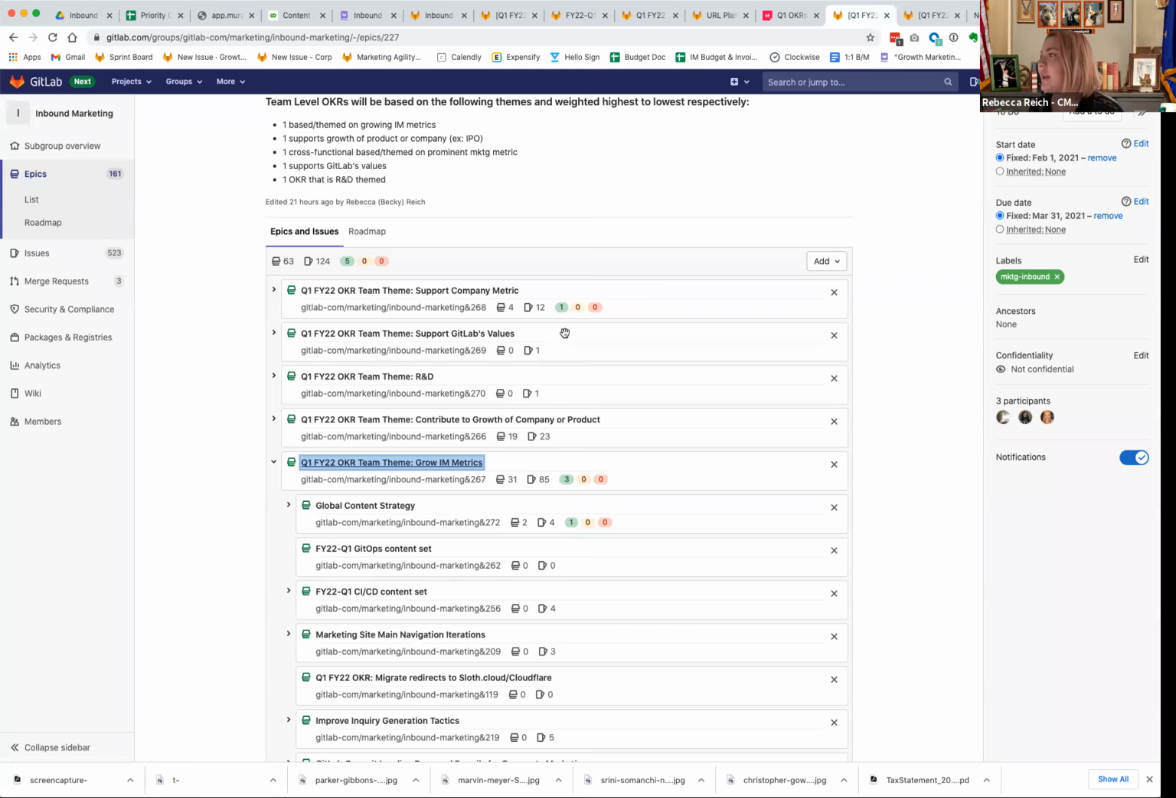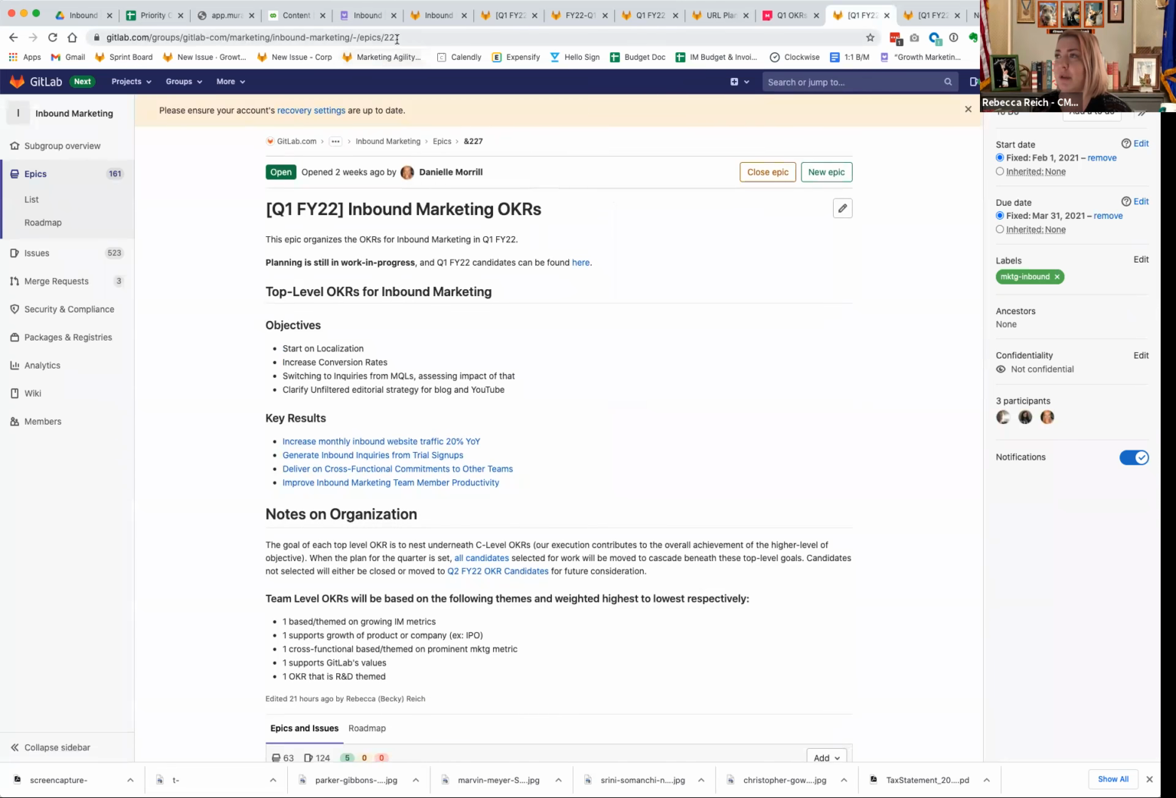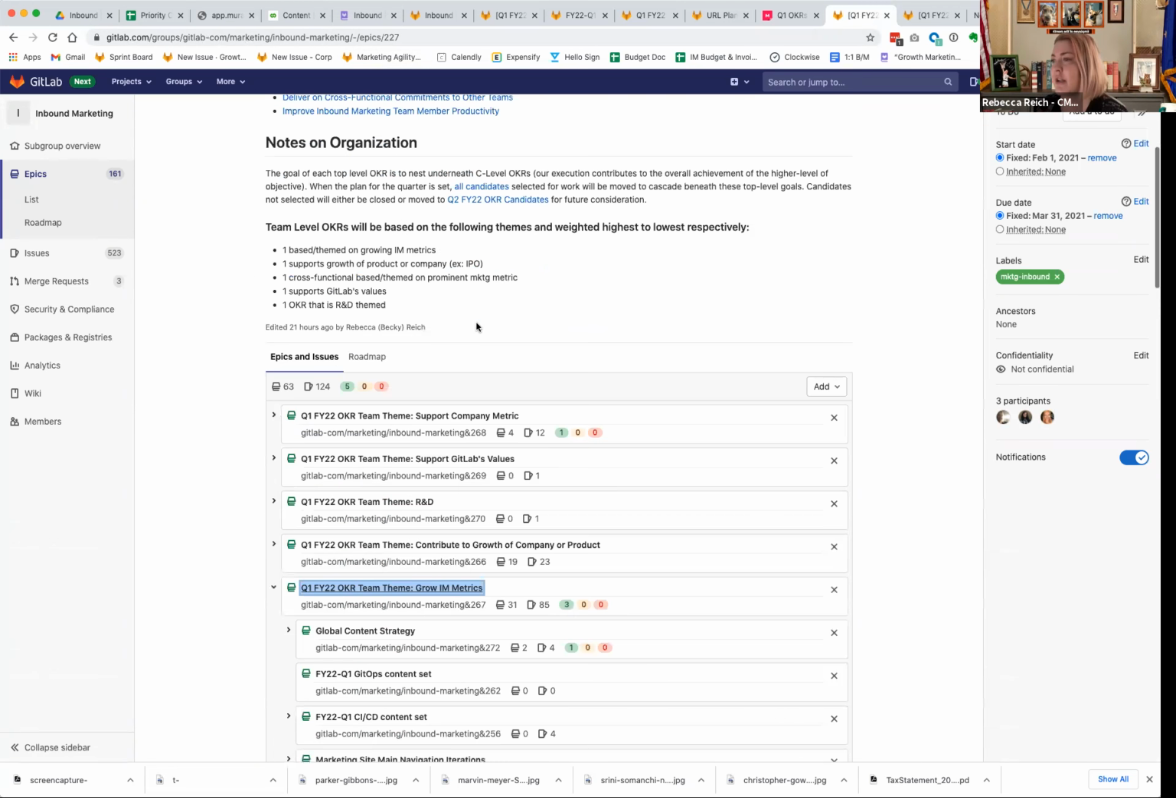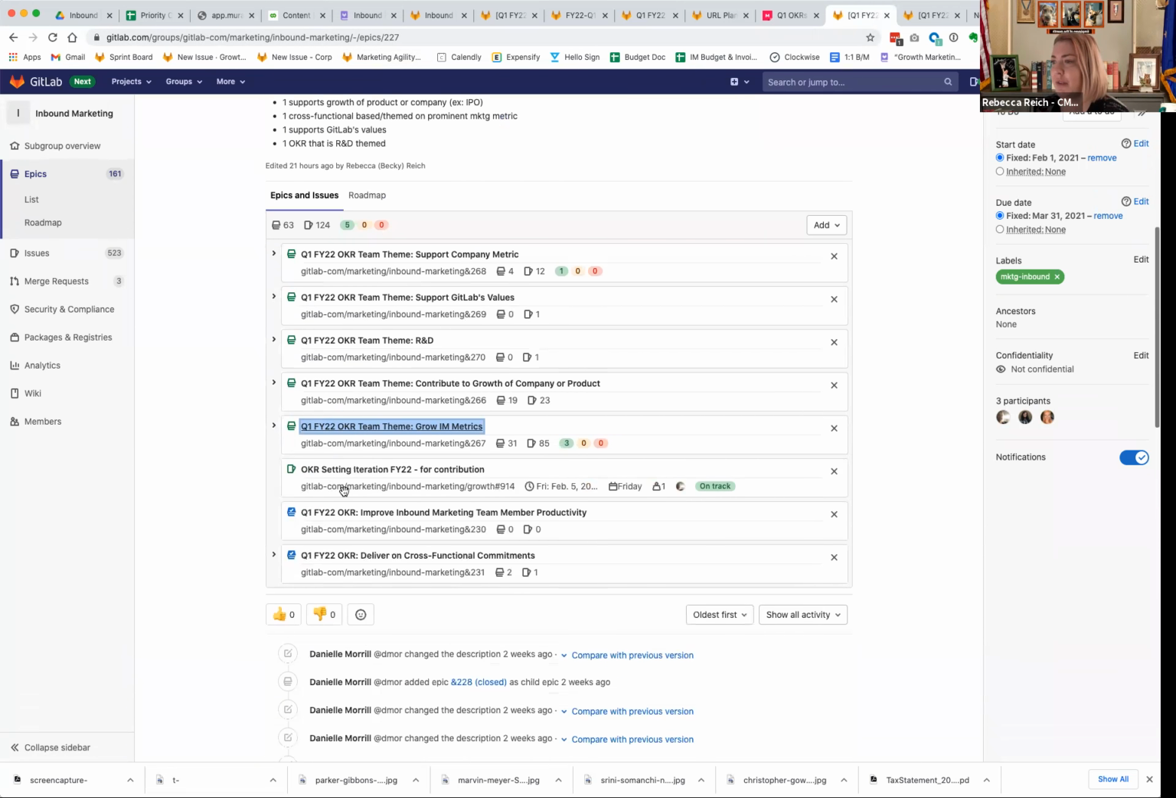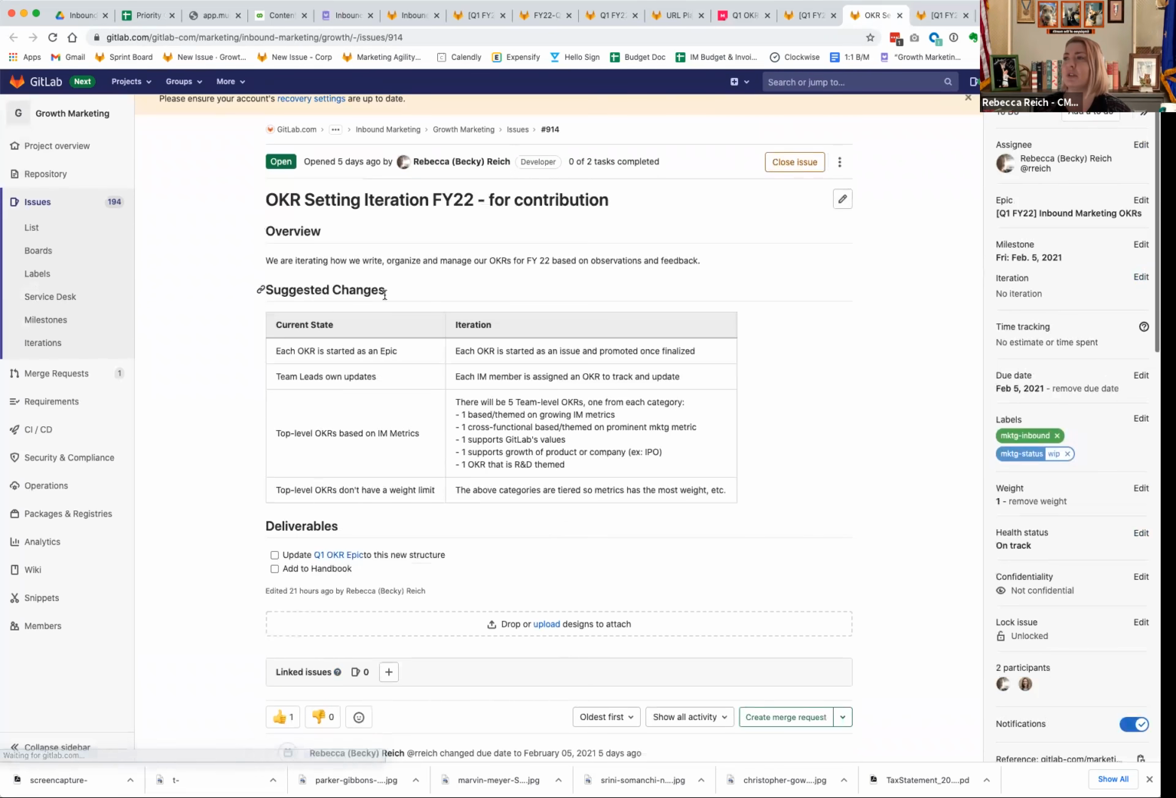So one of the things here, this is our Epic 227, which is the Q1 FY22 marketing OKRs. I'm going to walk through the OKR iteration issue that I wrote really quickly. So here, this is just an iteration for how we're going to set up the Epic structure and issues based on feedback and things that we saw last quarter and the quarter before.